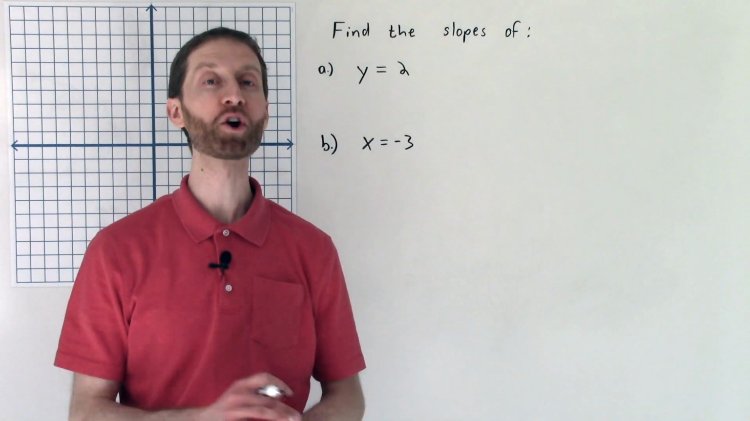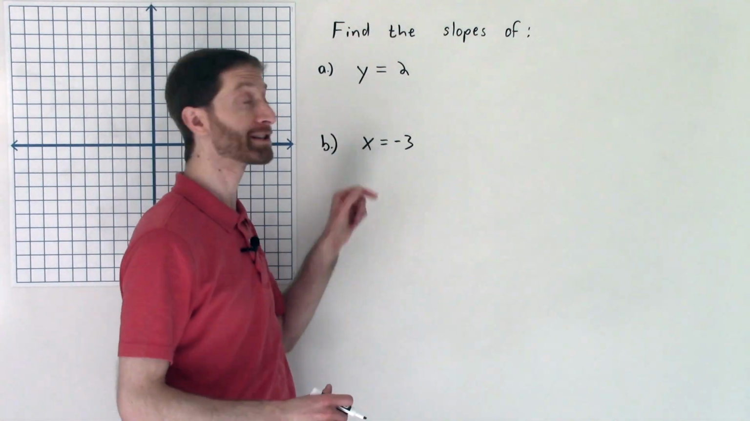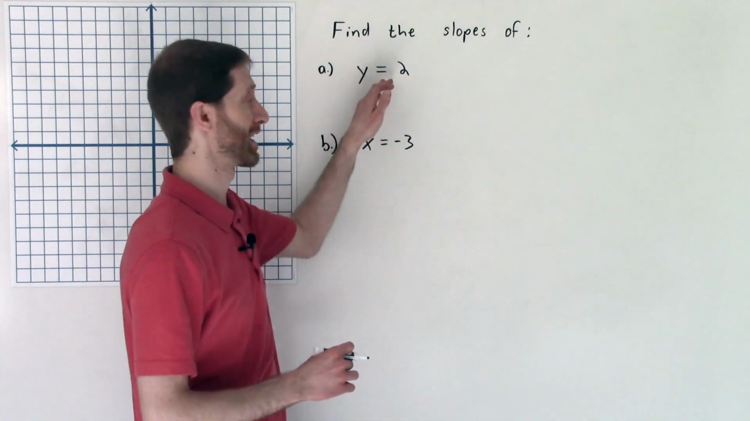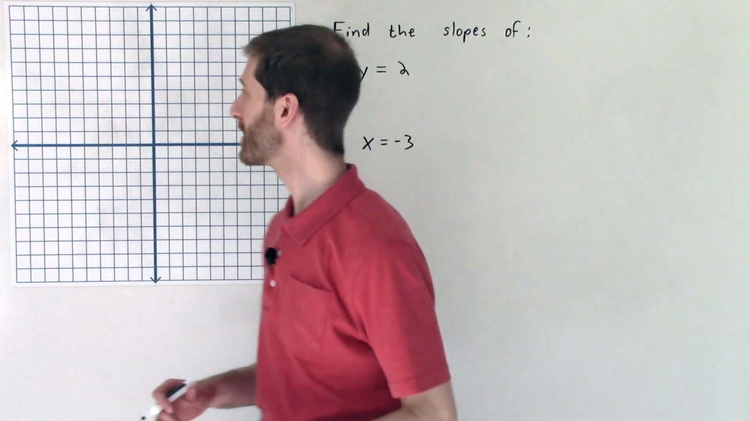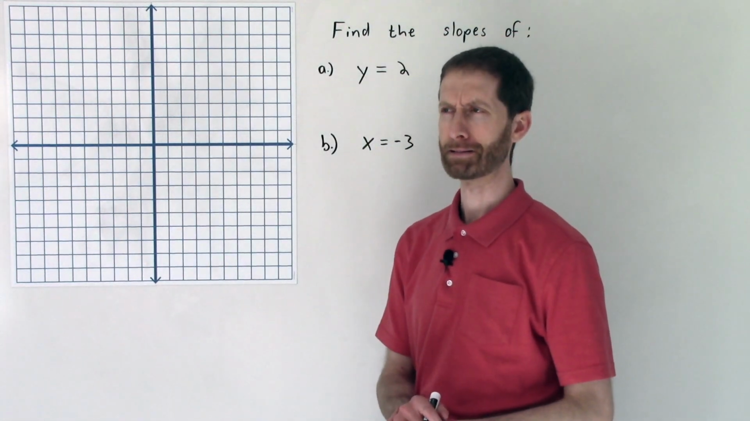In this video, we are going to go over how to find the slopes of y equals 2 and x equals negative 3, or in other words, how to find the slopes of a horizontal line and a vertical line. Let's do it. So the slope of y equals 2, and in general, the slope of any horizontal line. What is that going to be?